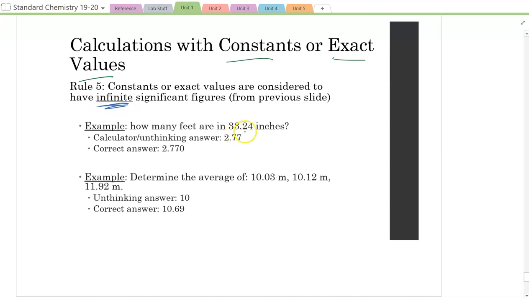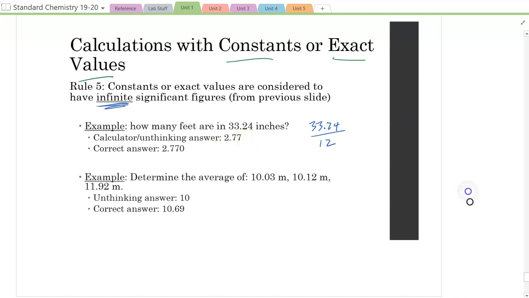So how many feet are in 33.24 inches? Now, I'm not going to make you do the work here. Just assume that you can do some calculations. But for 33.24, to get the final answer here, you end up dividing that number by 12, right? Because that's basically the relationship between inches and feet. Your calculator will give you 2.77.